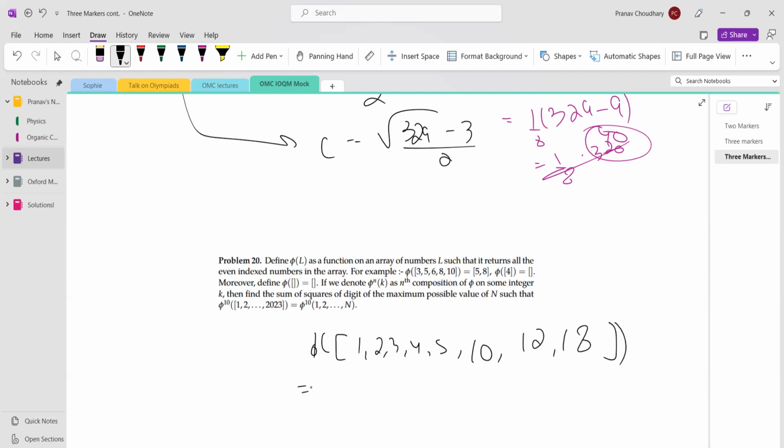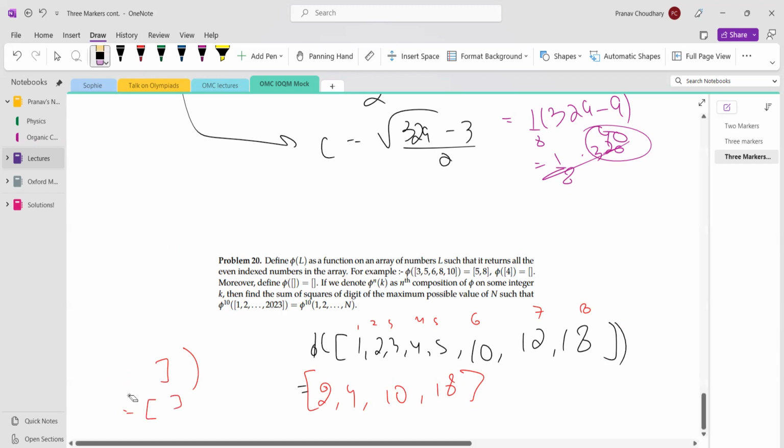It will just output all the even index numbers in the set. So this is at index 1, index 2, 3, 4, 5, 6, 7, 8. So even index numbers will be 2, 4, 10, and 18. So it will output this set. And if you input the empty set, it will output the empty set again. So that is the crux of the problem.